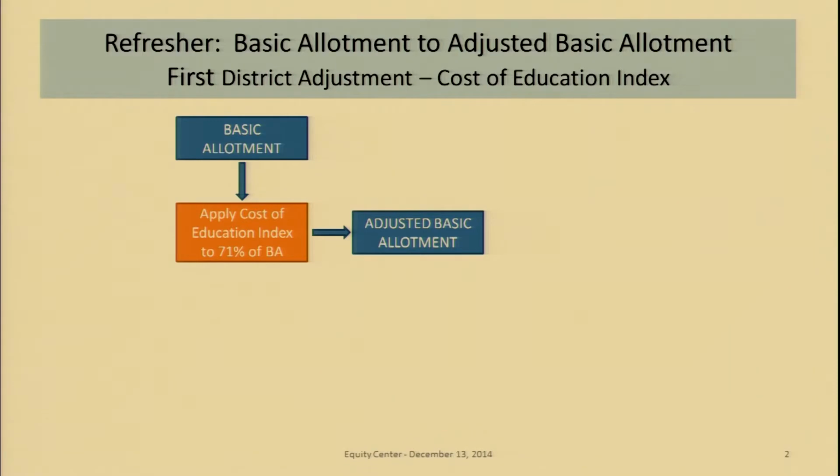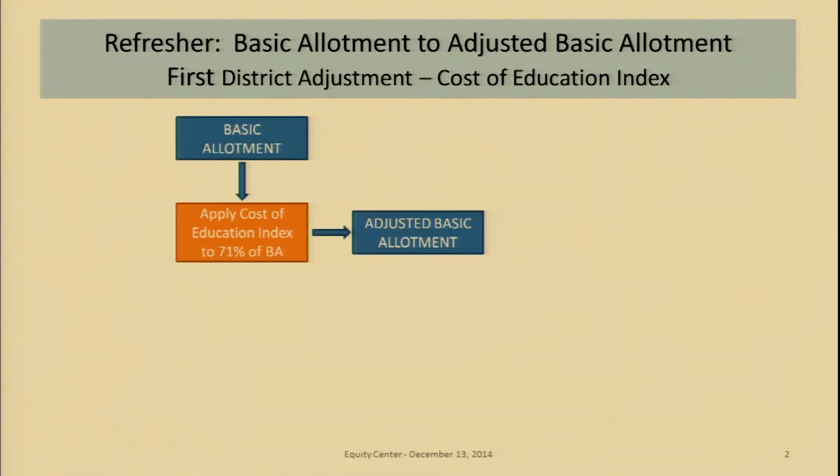And we start with the adjusted basic allotment. You recall we had the basic allotment, we applied the cost of education index and got the adjusted basic allotment. Now we're going the next step, and the result of this will be called the adjusted allotment. So let's get started.